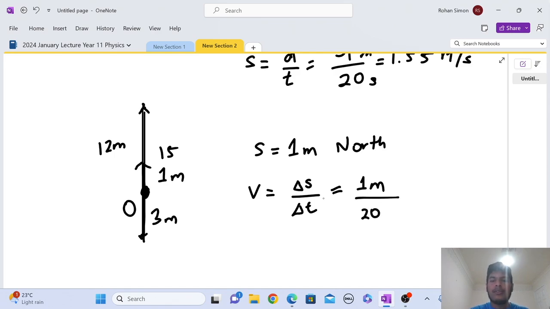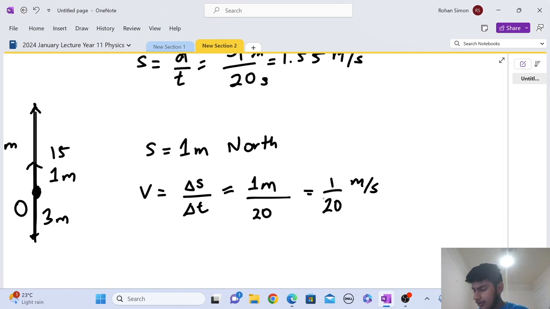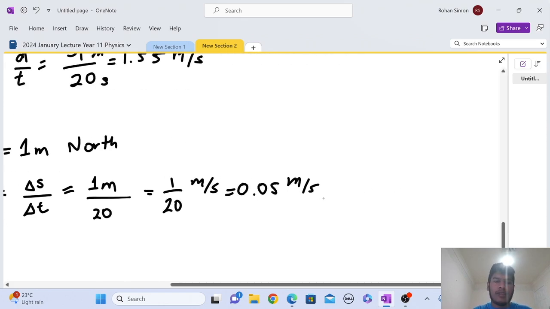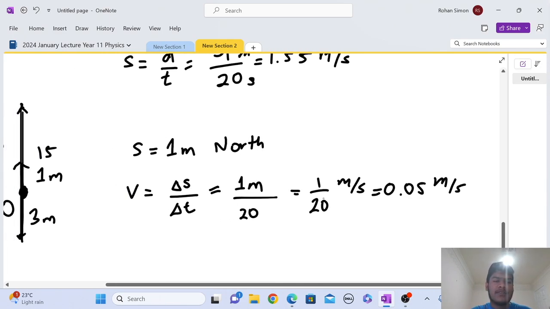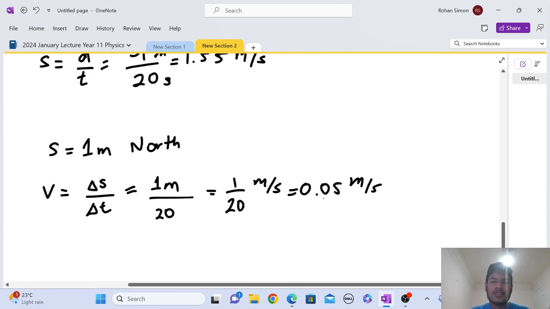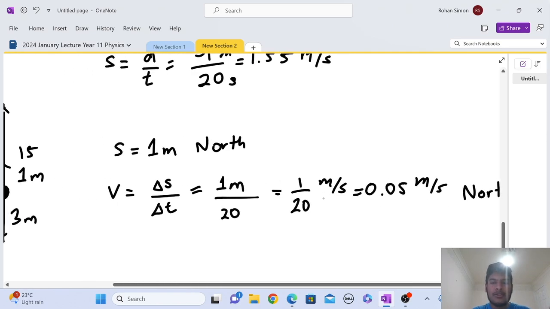So it's going to be 1 meter divided by 20. So it's 1/20th of a meter per second, which I believe is 0.05. Yep, 0.05 meters per second. And we would need to give a direction as well. In the end it's north, so the velocity is 0.05 meters per second.